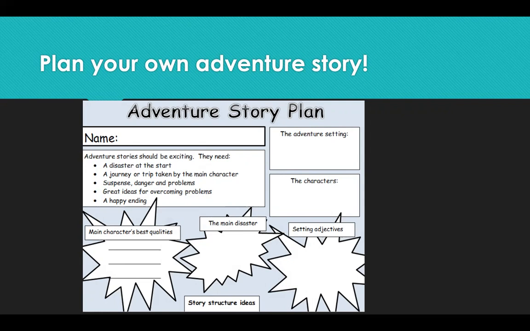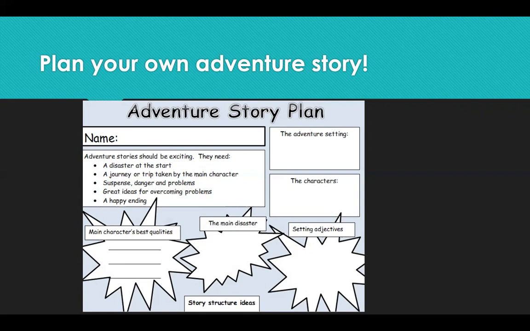Now, great ideas for overcoming problems. So, for example, what if suddenly Leah was walking and suddenly a huge lion or tiger appeared in front of her? So then, of course, Leah must have gone prepared. So she took out a rope and swung from trees. Okay, and it should always have a happy ending. At the end, Leah found whatever she went to find, and then they all lived happily ever after.